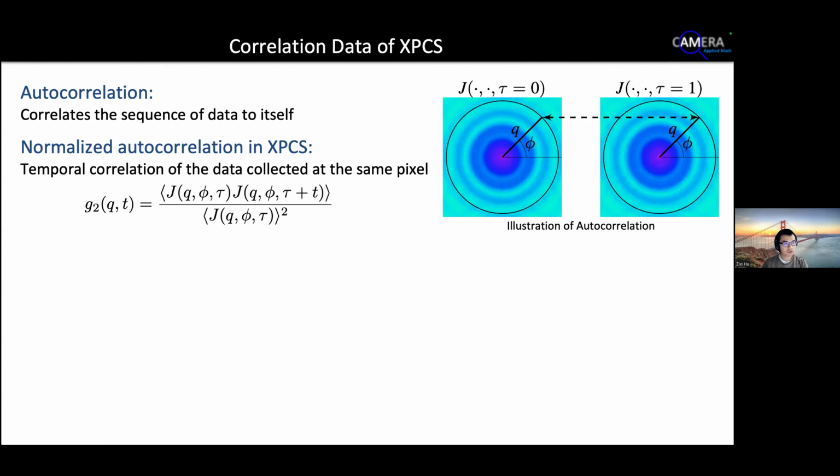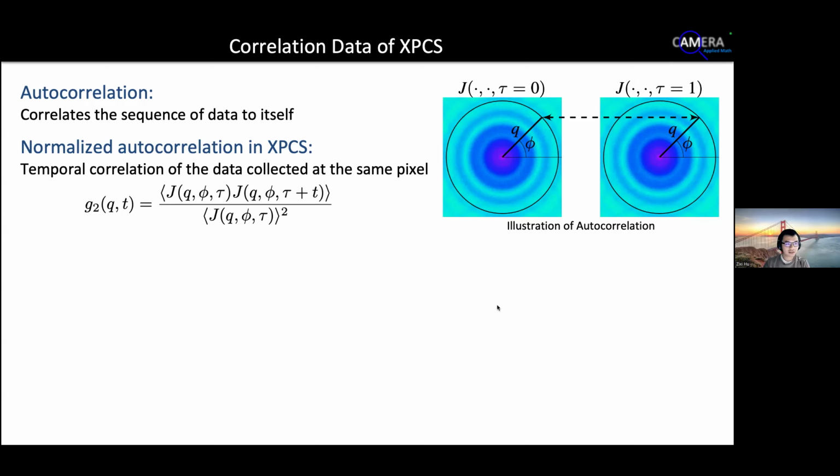Regarding the angular coordinate phi, you will find that this angular coordinate phi is omitted in many literatures. That is because one can show that for disordered systems with no preferred orientation, the phi doesn't matter. So usually we perform the angular average over these rings to achieve better data quality, and this step gets rid of the angular coordinate phi.